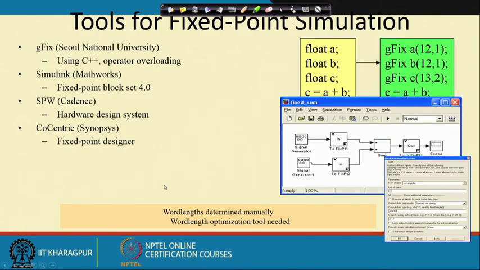So, what I said is that to do this manually, to convert floating point to fixed point, calculate the corresponding quantization noise, then calculate the optimum word length to avoid overflow or calculate the data range, we need tools. There are several tools available in the market, such as GFix, Simulink from MathWorks, Signal Processing Workshop from Cadence, and Cocentric from Synopsys. On these platforms you can do the floating point to fixed point conversion in an automated way.